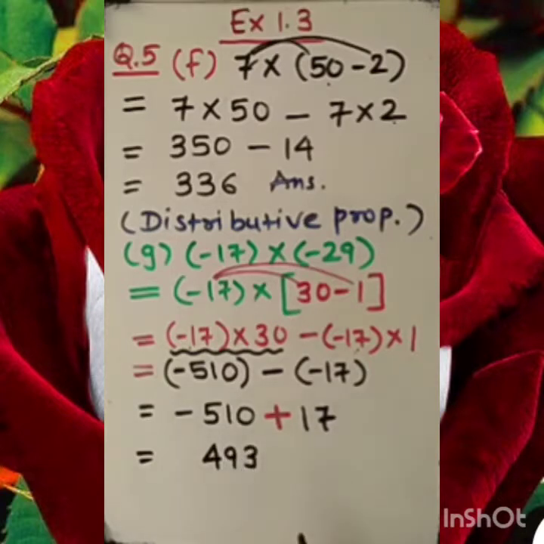593. And the subtraction, the big number sign is minus. After subtracting, we need to put the sign minus. So this is our answer.